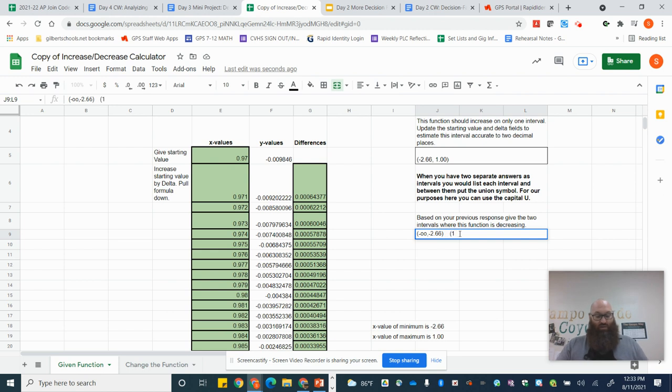So I'll write 1 comma positive infinity. That's the second interval where this would be decreasing. And the way that we glue these two answers together is we join them with what's called a union symbol, which here we can just denote with a capital U. This is how we would describe the interval where this function is decreasing. So again, the function's increasing here and it's decreasing here.